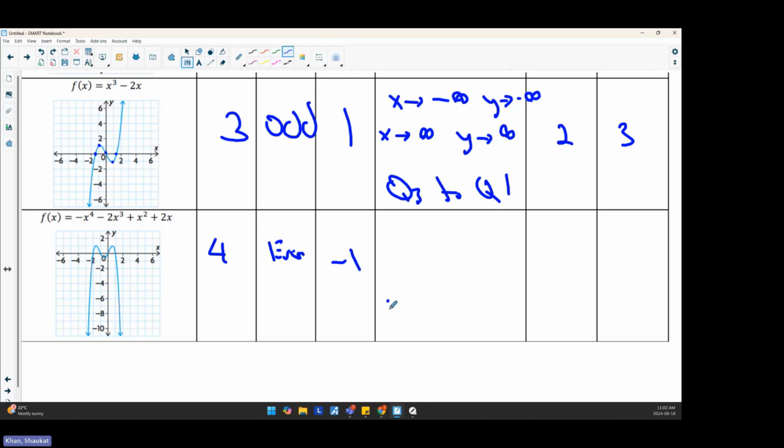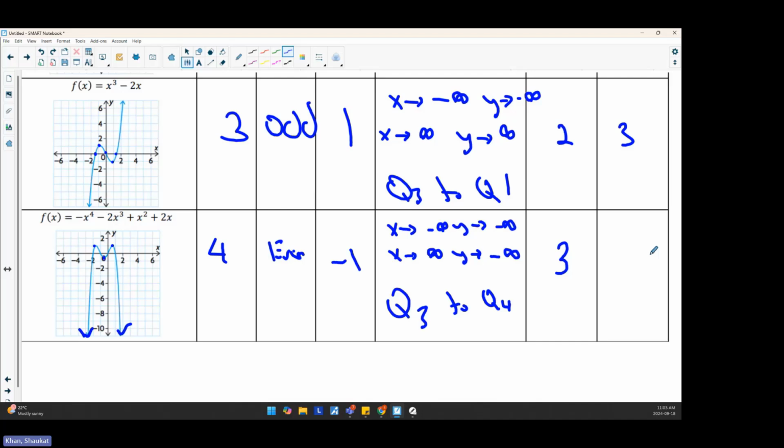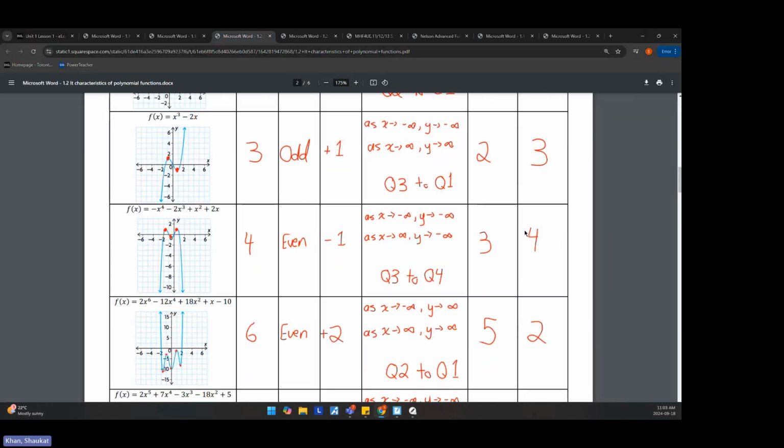In this case, it's quadrant 3 to quadrant 4. As x goes to negative infinity, y goes to negative infinity, going down, and as x goes to positive infinity, y is also going to negative infinity because it's going down both times. Number of turning points: here we have a maximum, a minimum, and another maximum. These are all local, so those are 3 turning points. As for x-intercepts, we have 1, 2, 3, 4. We can take a look at the answers, and I should be right.